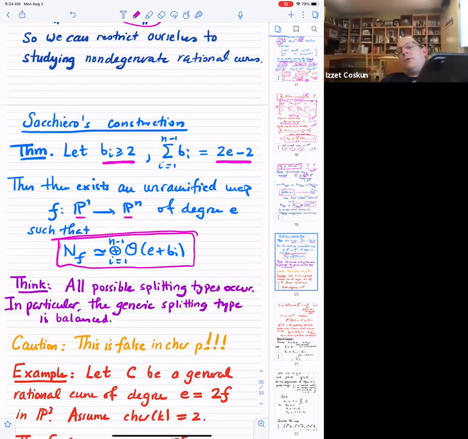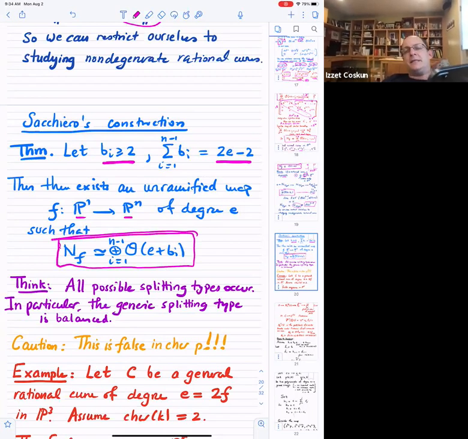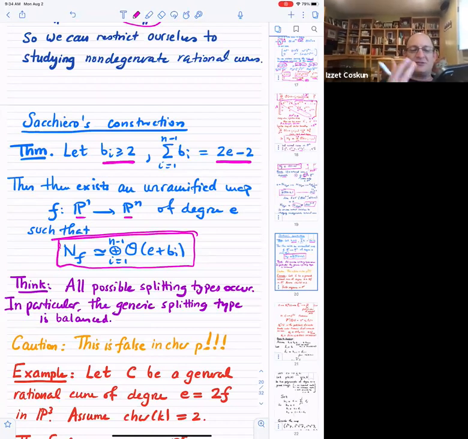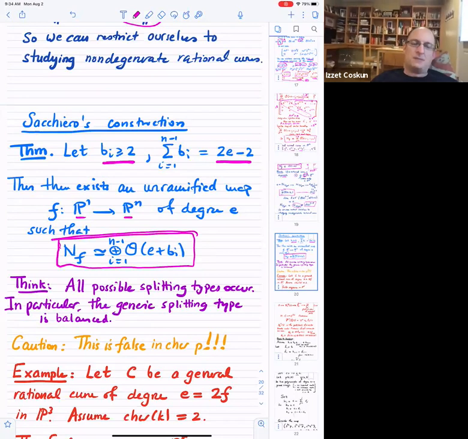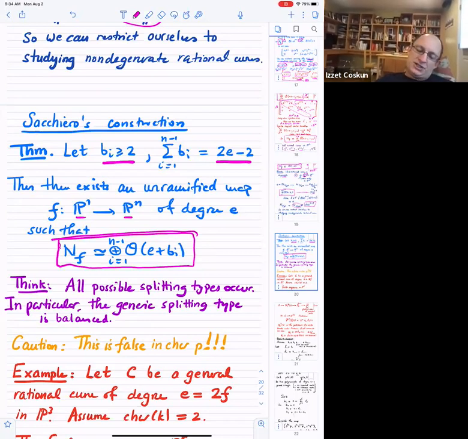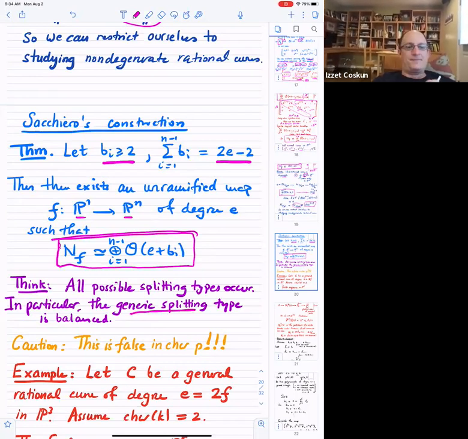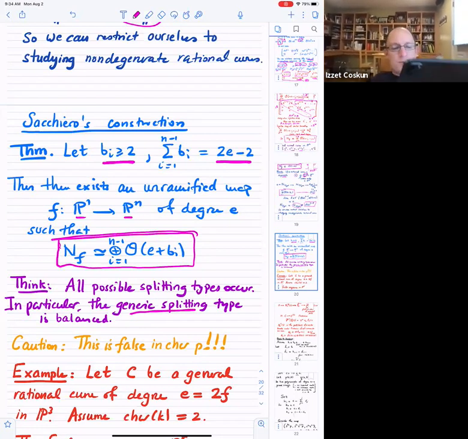In other words, what this is saying is that all possible splitting types do occur. Remember that these were the restrictions from the degree considerations. So the degree and the rank of this thing is determined, and I'm making this thing be non-degenerate. So the way you should think about this is that all possible splitting types occur. In particular, you see the generic splitting type is balanced. So the balanced splitting type occurs, and that's the generic one.